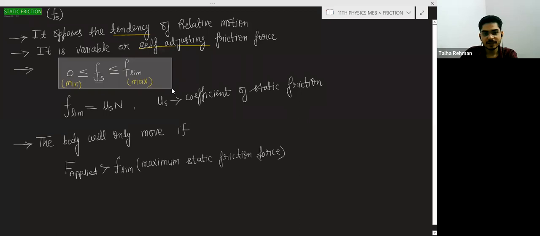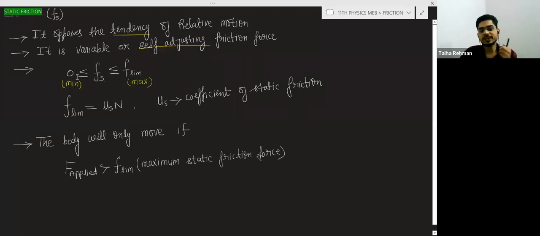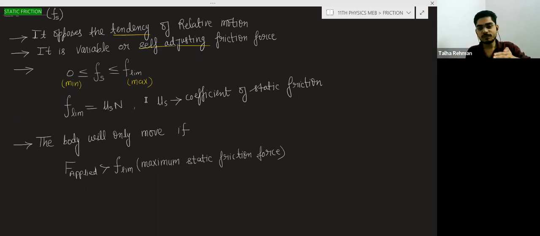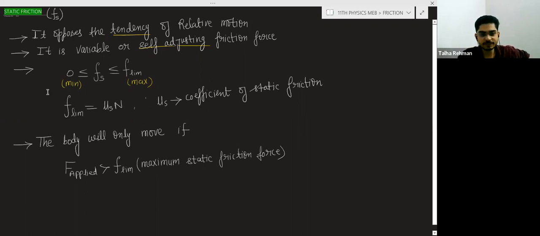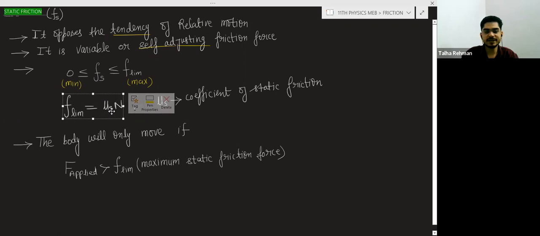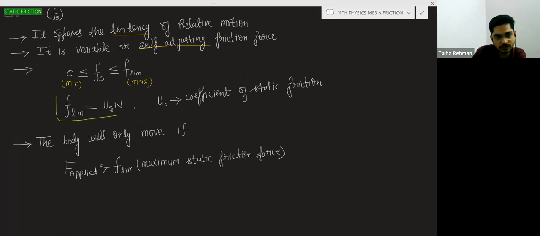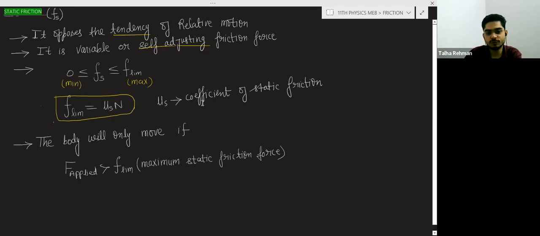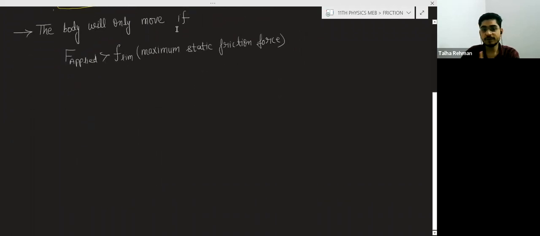So basically, static friction force can be zero if there is no force on the body. Static friction force can go up to the maximum static friction force, that is, the limiting friction force. What is the limiting friction force? The value of the external force for which the body starts motion. Limiting friction force is given by the coefficient of static friction times the normal reaction, where mu s is the coefficient of static friction. Remember one point: the body will only move if the applied force is greater than the limiting friction force, or maximum static friction force.